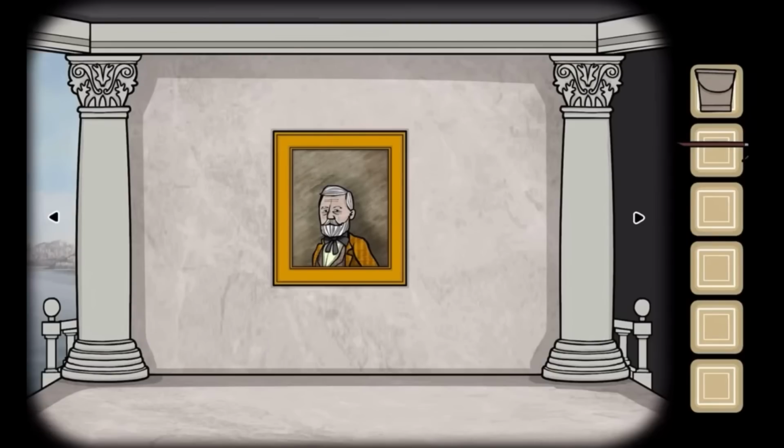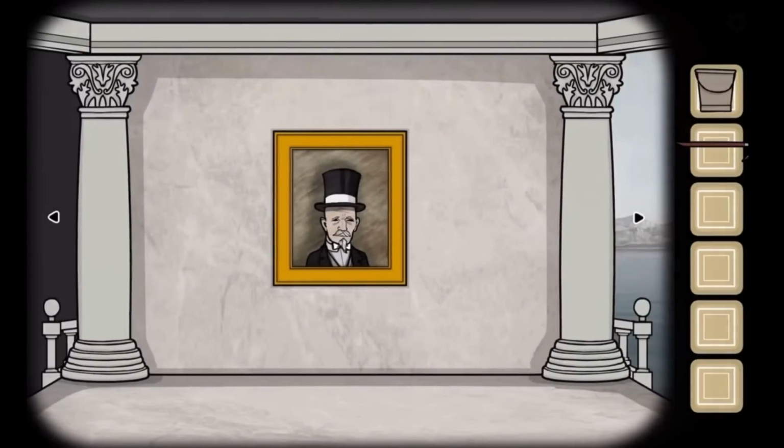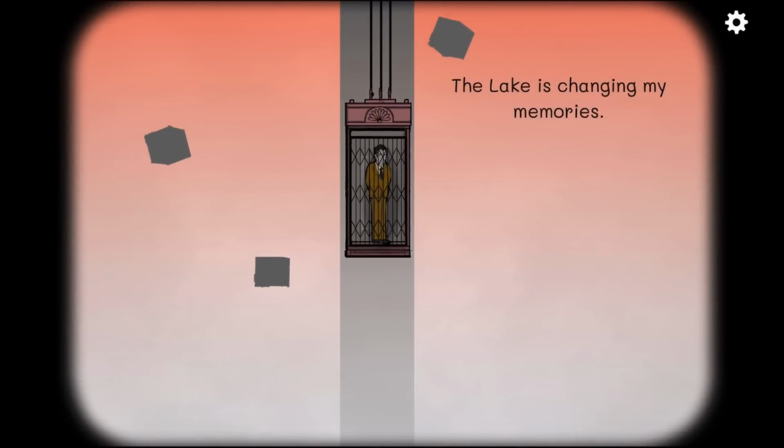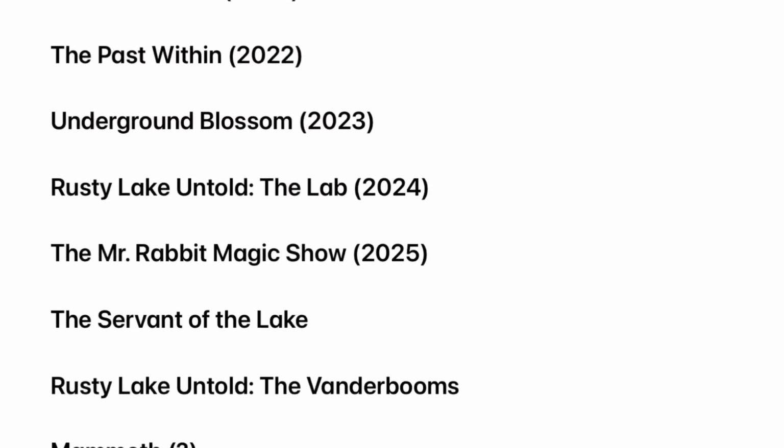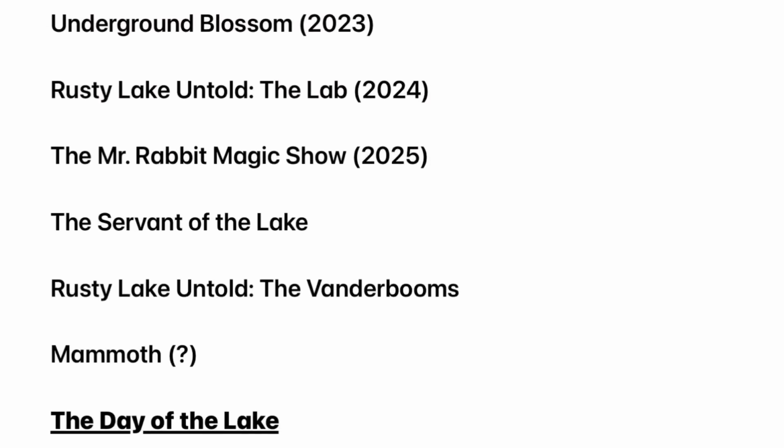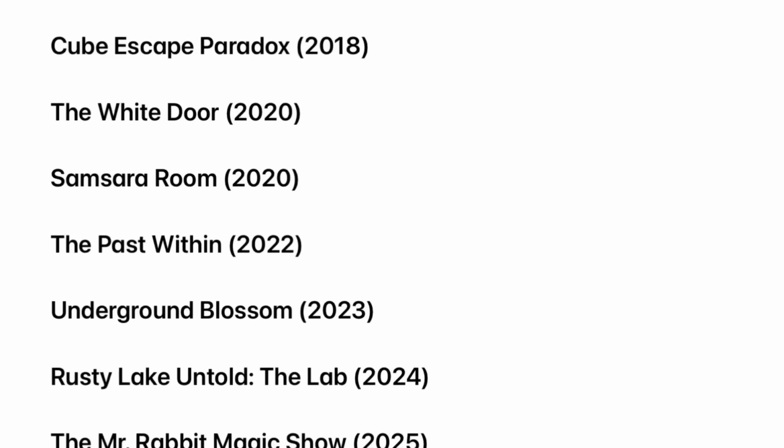Looks like we're getting a lot of sudden focus on the Vanderbooms, maybe to make up for all the games we got about Dale. But after all those spin-offs, we might just finally get the game about the Day of the Lake. The last game to properly follow the storyline was Paradox, and that was 7 years ago, so this game better be worth the wait. And there better be a reference to Harvey's song or I'm not playing.